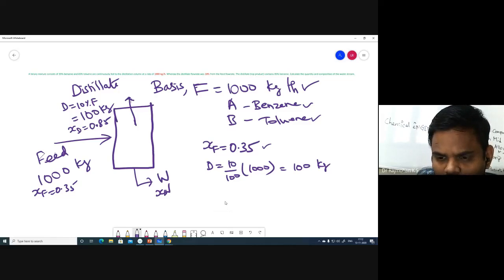Given data, we have written XF, and it is given that D is 10% of the feed. D equal to 10% of F. So F value is 1000. So D is equal to 100 kg. So we got it. Okay.